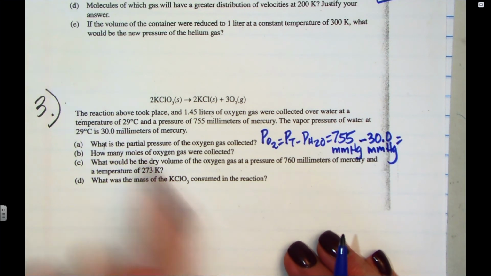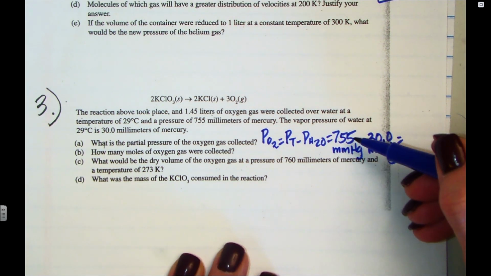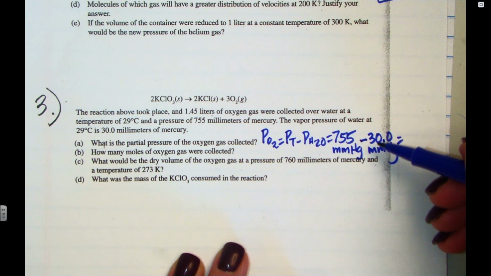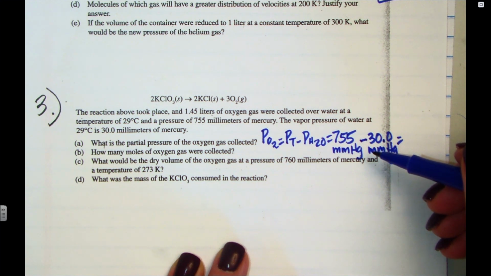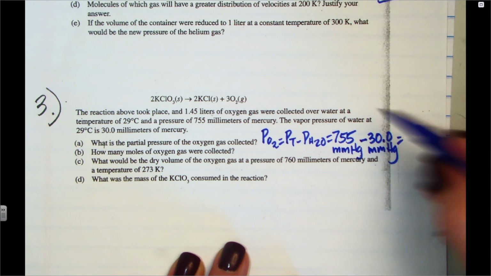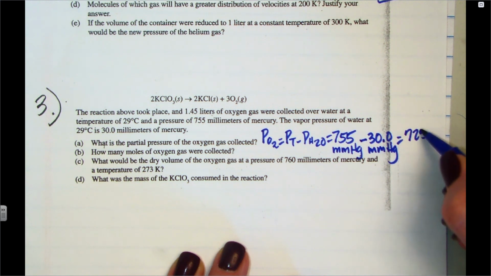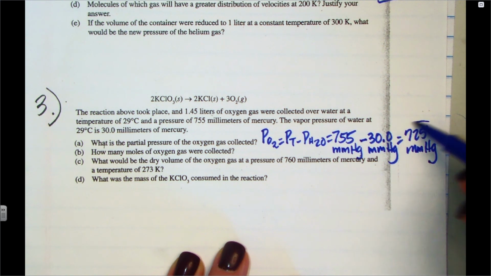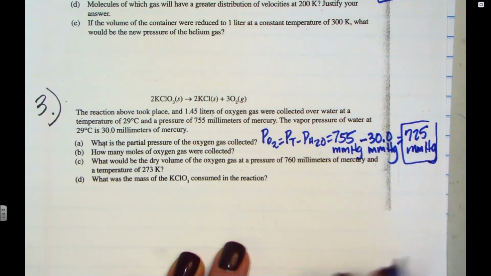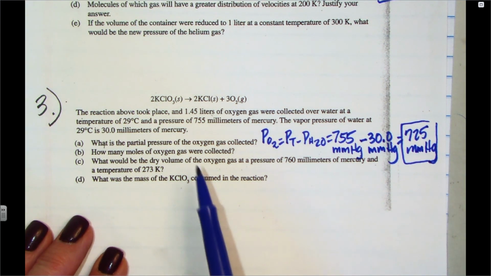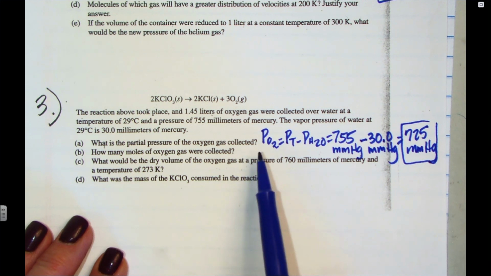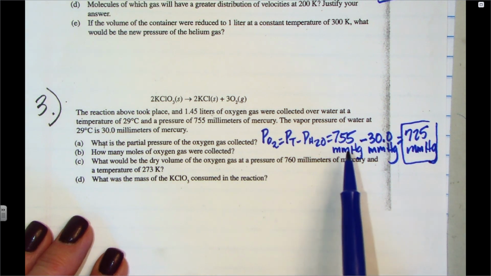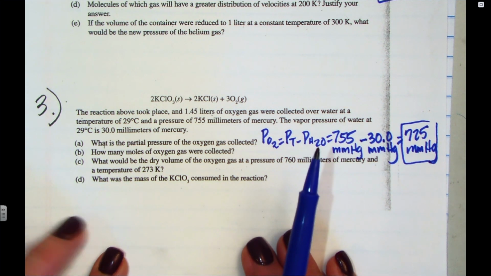Okay, so when you subtract, you're going to round to the nearest whole number, because when you add and subtract, remember, you go by the least decimal places. So when I subtracted that, that gave me 725 millimeters of mercury. So there's your pressure in millimeters of mercury. Now, it does not specify the unit, so you can leave it in millimeters of mercury for part A. That will be fine, but I'm sure if you converted it to atmospheres, that would certainly be acceptable.